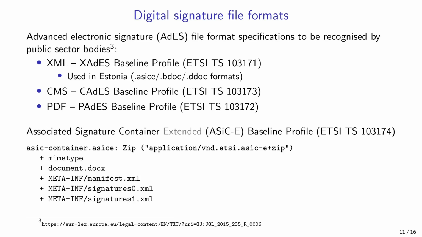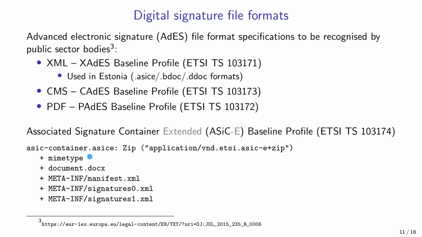Here is an example ASiC signature container. So it is a zip file with this MIME type. The most important file here is this document file in the root directory, which is actually the file that has been signed. There can be several files that are signed. The META-INF subdirectory contains one or more signatures. So here you see that there are two signatures. A signature is added by adding a new signatures XML file.